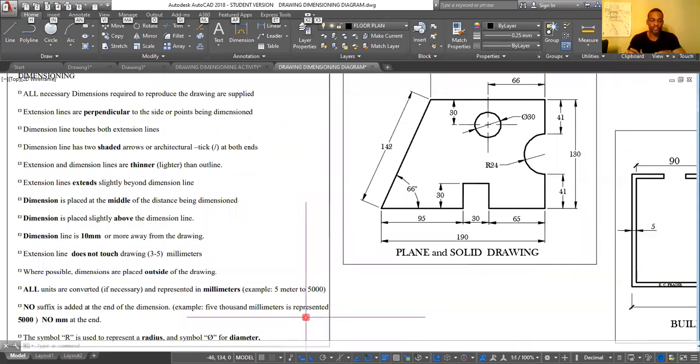Attention should also be placed to the extension line. The extension line should not touch the drawing, and it's very important. There should be a gap of between 3 to 5 millimeters, depending on which method you're using. For traditional drawing, between 3 to 5 millimeters. For AutoCAD plane and solid geometry, probably 1.5, 2 is good. For building drawing, which is much larger, you'd want a gap of probably 100 millimeters or so.